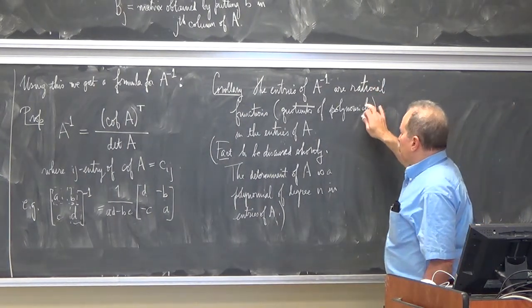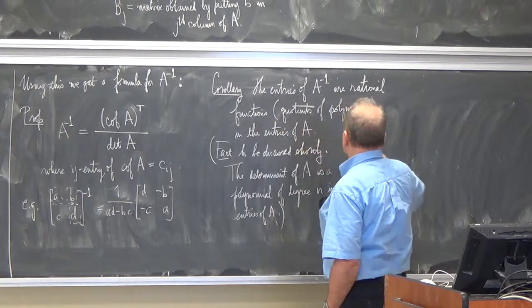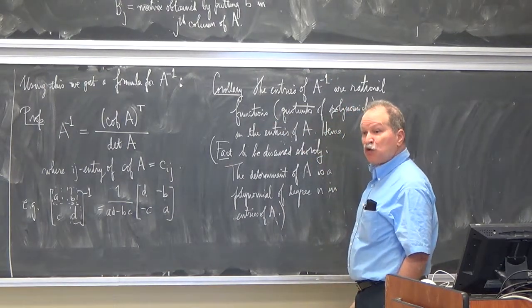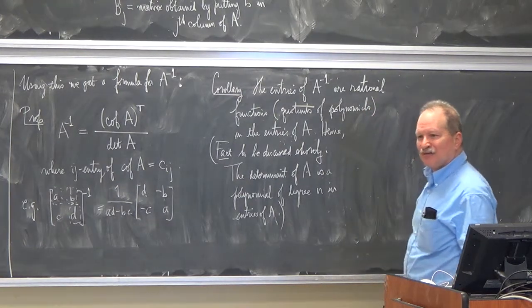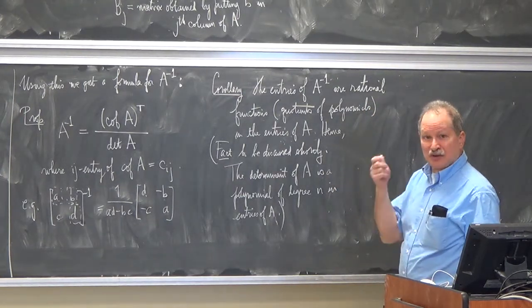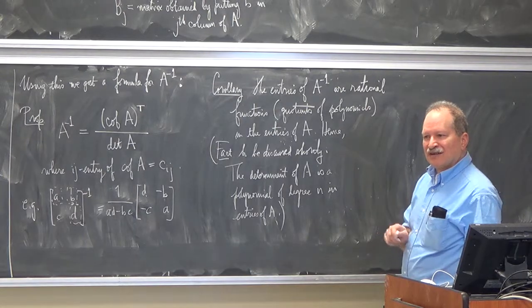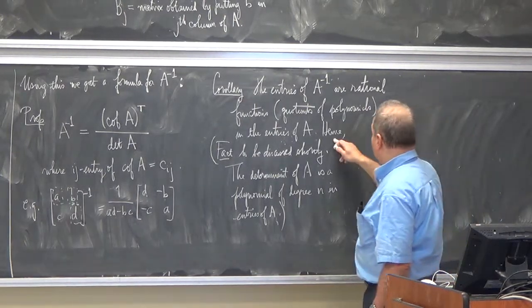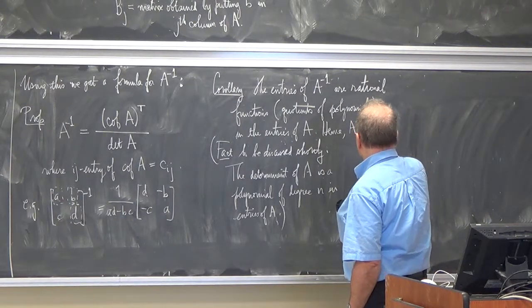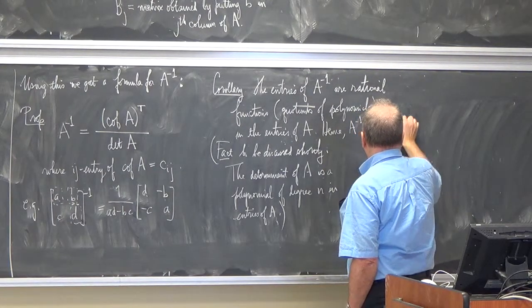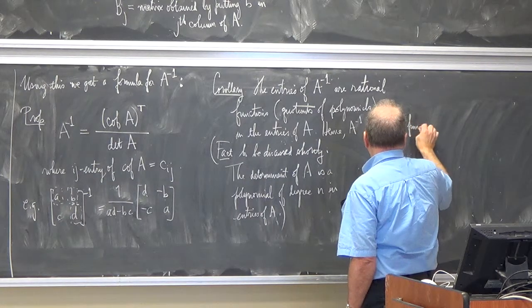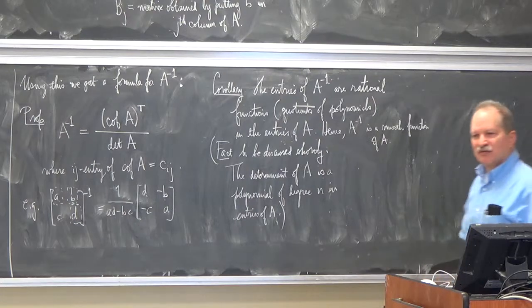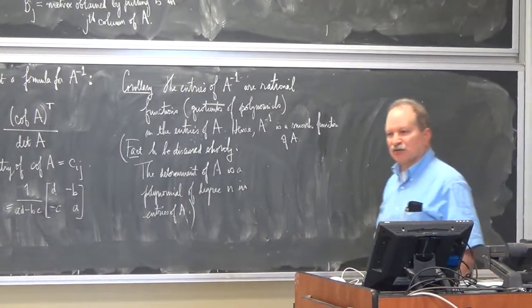So in particular, rational functions are smooth functions. They're infinitely differentiable, because polynomials are infinitely differentiable, and you have the quotient rule, so quotients of infinitely differentiable functions are infinitely differentiable. So hence, A inverse is a smooth function of A. This will actually be important very soon when we get to stuff in chapter 6.